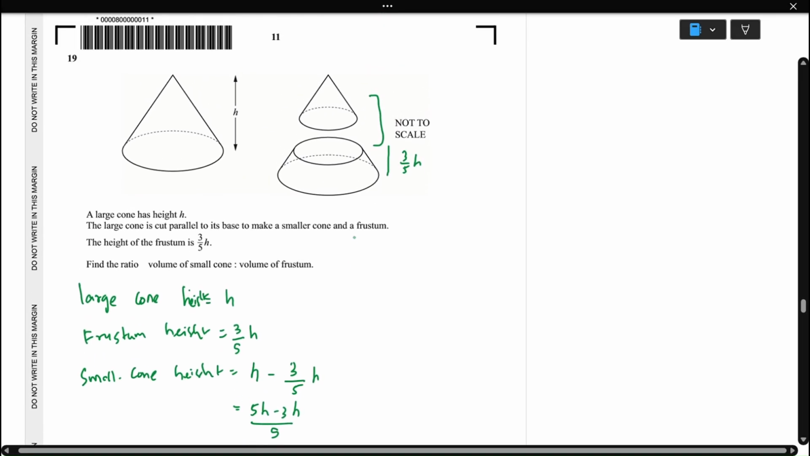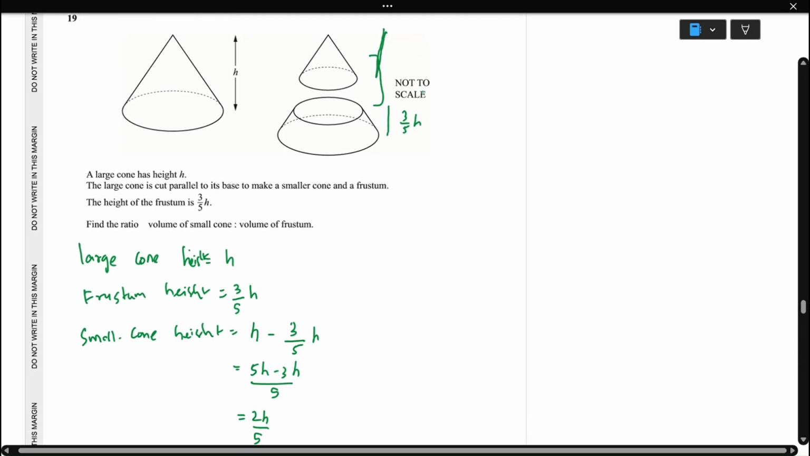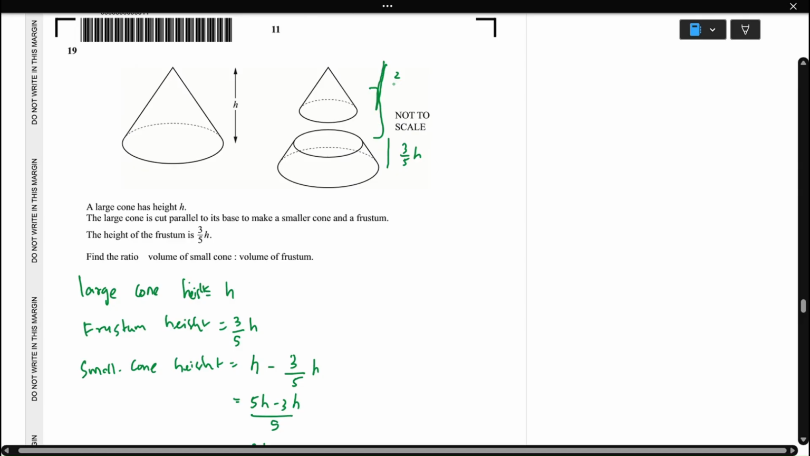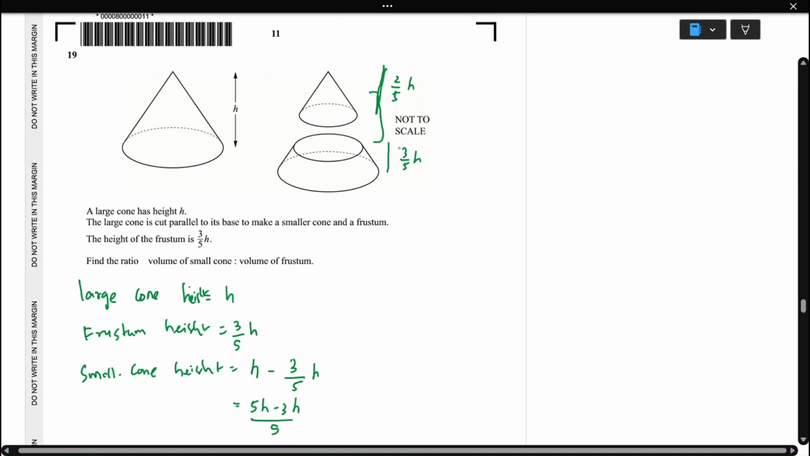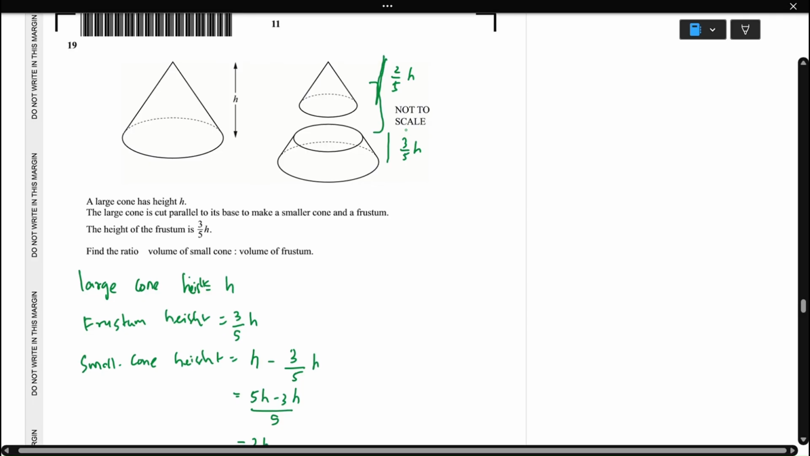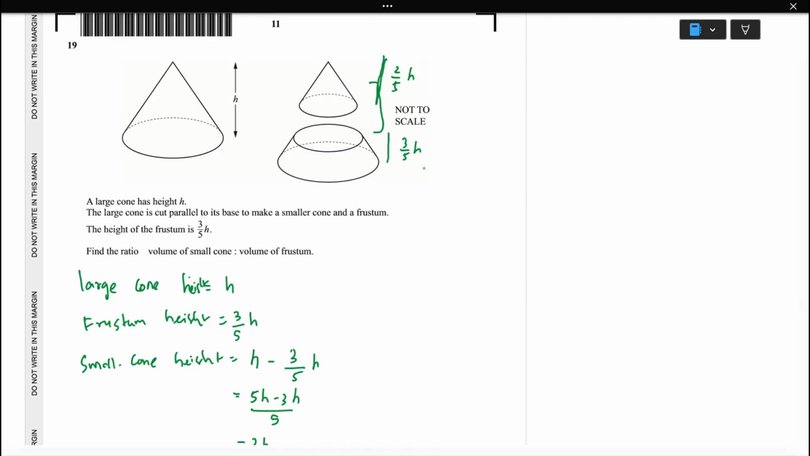Now the small cone height is 2 over 5 h. Now we know the ratio. They asked for the volume of the small cone to the big cone. The small cone height is 2 over 5 and the big cone height is 3 over 5. So we know this volume factor. What is the volume factor? This is only height.